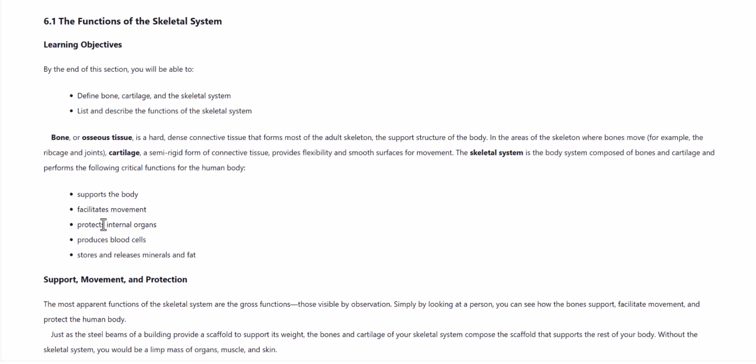We'll see many examples where the skeletal system protects internal organs. For example, the skull and facial bones, cranial bones certainly protect the brain. The vertebra protect the spinal cord. The rib cage protects the lungs and heart. We're going to see also that bones are where all of our blood cells are produced. And then finally, bones are a tremendous reservoir of calcium and phosphate.